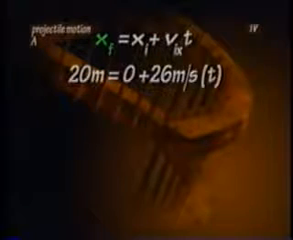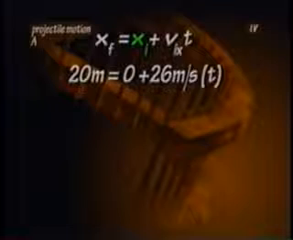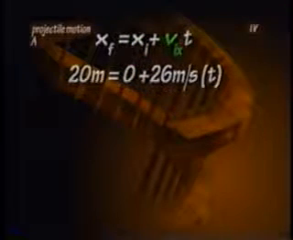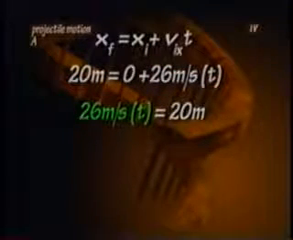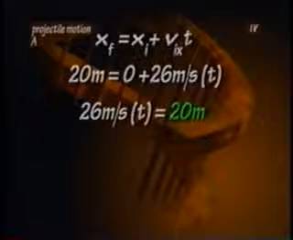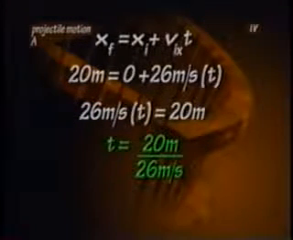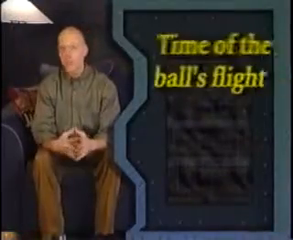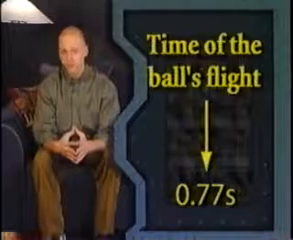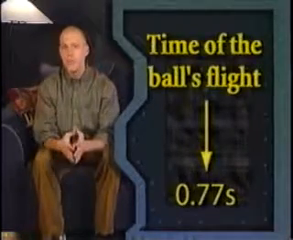Using our third equation, x sub f equals x sub i plus v sub ix times t, we can find time. Plug and chug, and we get that x final, 20 meters, equals x initial, 0, plus v initial in the x direction, 26 meters per second, times time. So, 26 meters per second times t equals 20 meters. T equals 20 meters over 26 meters per second, and after we crank that out, we find that t equals 0.77 seconds. So we know how long the ball's flight is, 0.77 seconds. It takes the ball that long to go the 20 meters to the net.